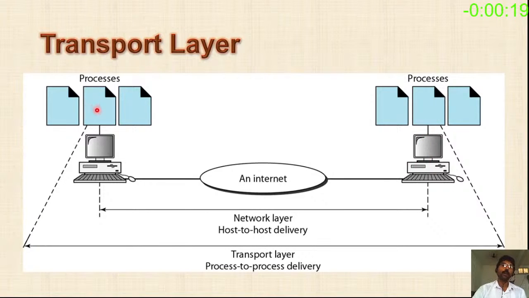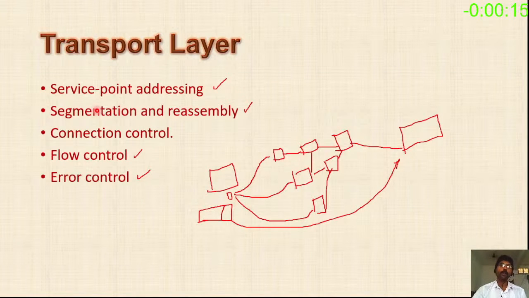That is called service point addressing. It means the application which sends in the source computer, and the application which receives in the destination computer, are identified by the transport layer.